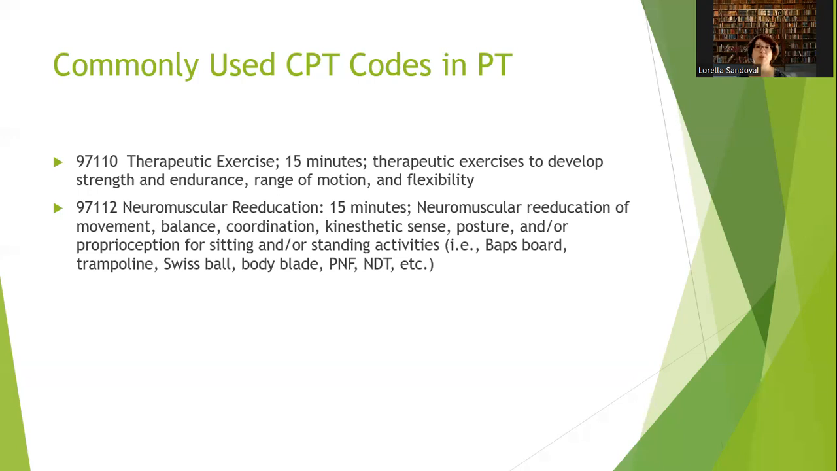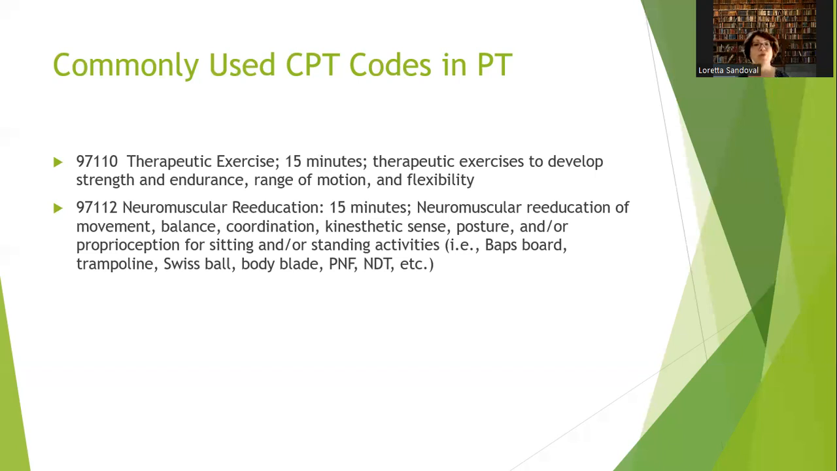So 97110 is therapeutic exercise. For that code, 1 unit of therapeutic exercise is 15 minutes. Therapeutic exercises are exercises to develop strength and endurance, range of motion, or flexibility in any given body part. So if we do therapeutic exercise, we'll say therapeutic exercise to improve strength and range of motion in the right lower extremity. That's how we're going to write it. And then we're going to say what we did. So we say the code, why we did it, and what we did. And that's in our treatment section, okay?